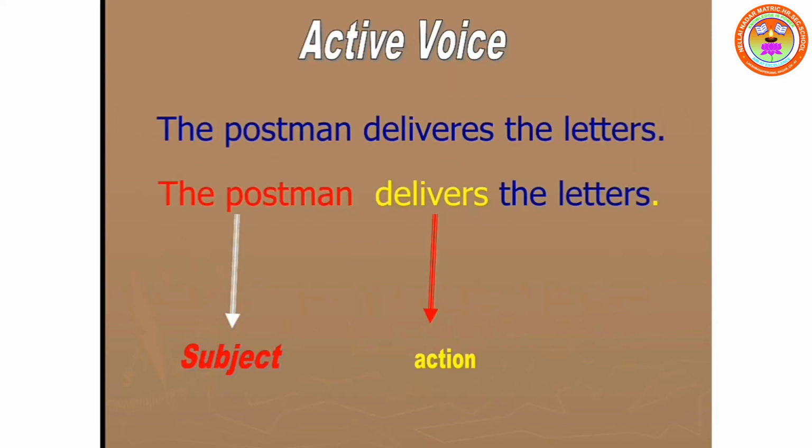Example: the postman delivers the letters. In this sentence, the postman is the subject. The subject does the action deliver. So it is in active voice. Active voice is more direct.